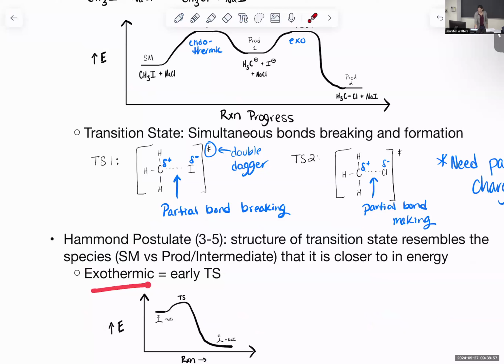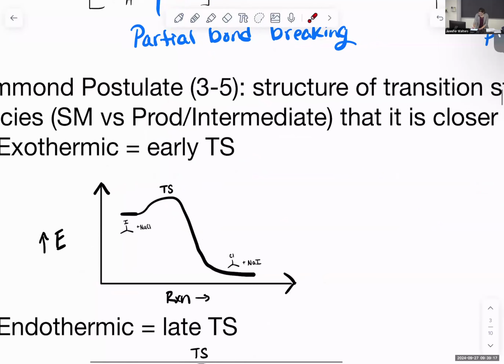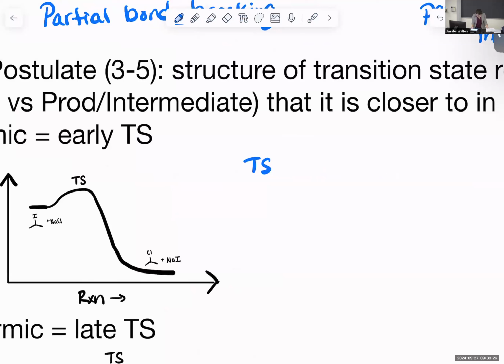So when we are exothermic, meaning that our product is lower in energy than our starting materials, that is called an early transition state, because you're going to look more like your starting materials. You look more like the things at the beginning, in the early stages of your reaction. So that is our early transition state. So here, my transition state for this reaction is going to be where I see I need to break the carbon-iodine bond, and I need to make the carbon-chlorine bond, and that has to happen in the same step.